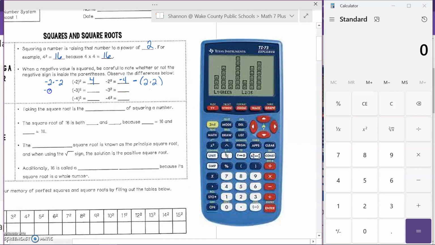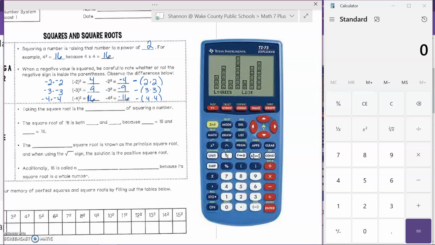Negative 3 times negative 3 is going to be 9. But the opposite of 3 times 3 is negative 9. So it's not always the case that squaring a negative number creates a positive outcome. This would be positive 16. And the opposite of 4 times 4 is negative 16. So be careful with those parentheses.